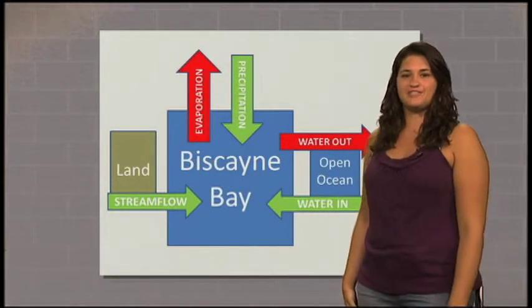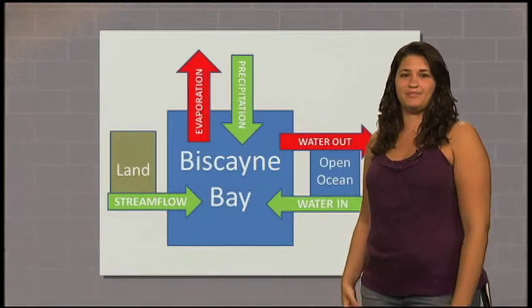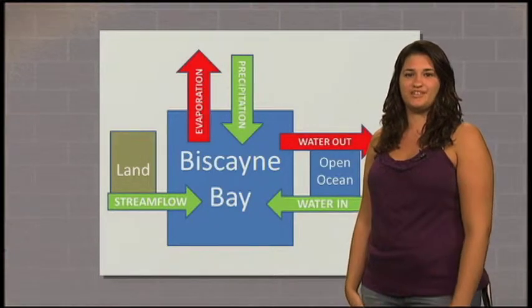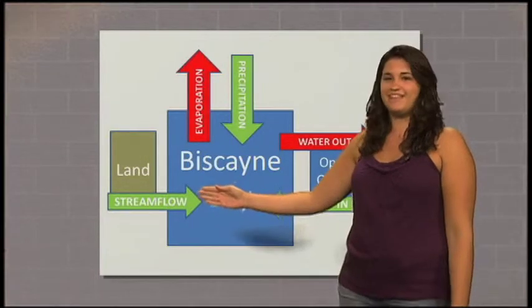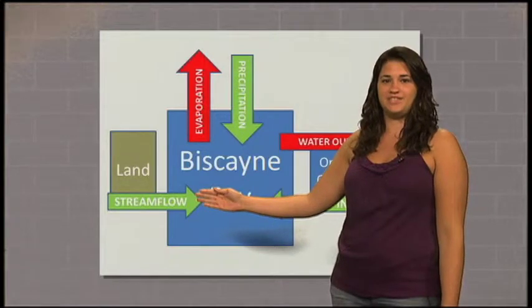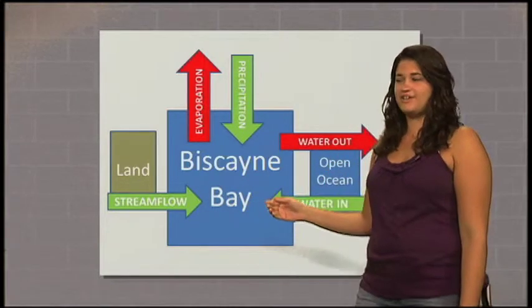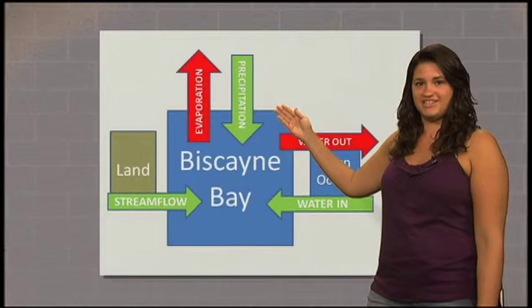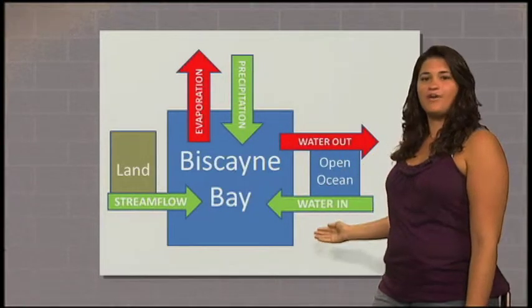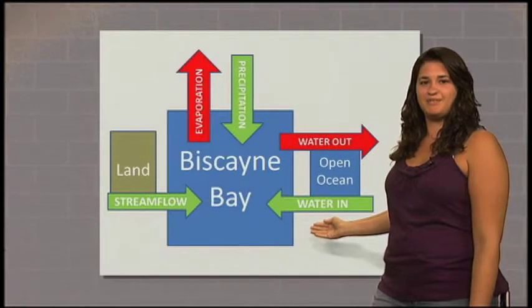The green arrows represent the flow of water going into the bay. There are two sources of fresh water into the bay. On the left is the stream flow from canals emptying into the bay. Another source of fresh water into the bay is precipitation. And finally, there's the salt water flowing from the ocean into the bay.